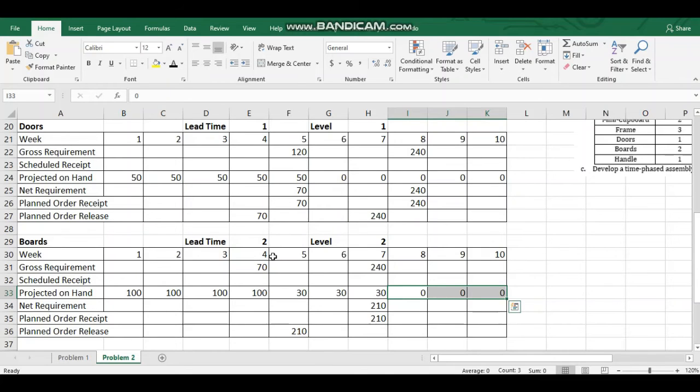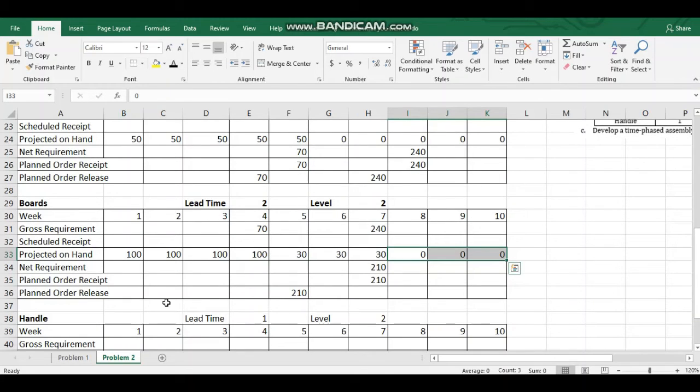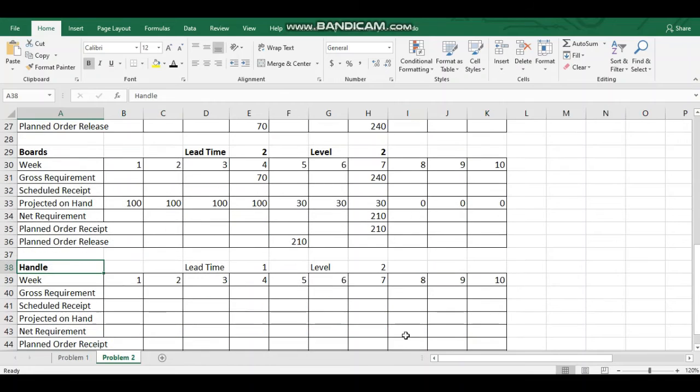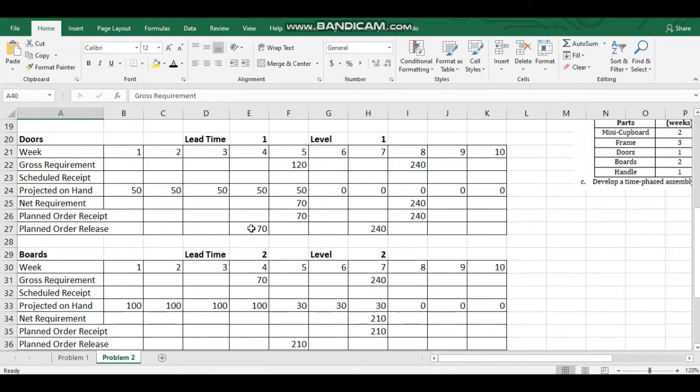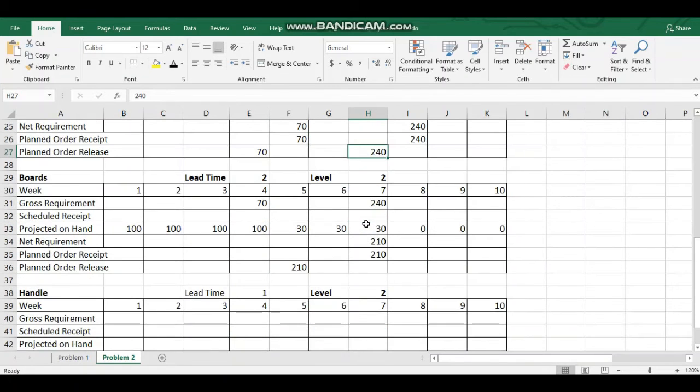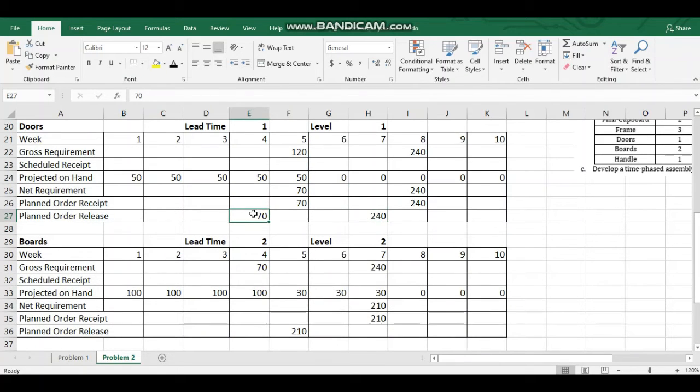We're done with boards. Now move to handle. It's still in level 2, so for its gross requirement, we'll be following the plan order release of the doors, which appears on week 4 and 7, and will appear as much as this number. So 70 in week 4 and 240 in week 7.